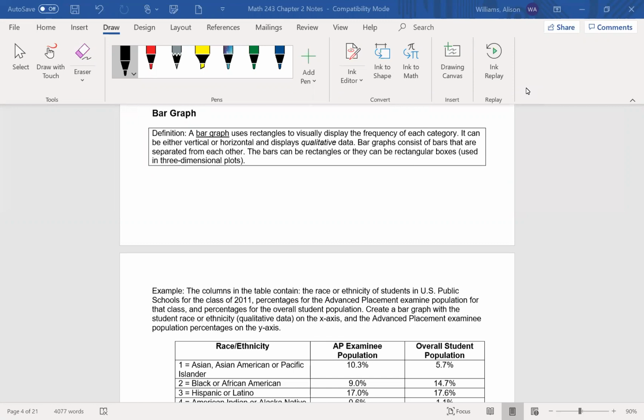So they're using rectangles to display frequency. It could also display relative frequency too, by the way. It doesn't just have to be frequency, but it could display relative frequency, which is percentages. But we use bar graphs primarily for qualitative data. So when we do quantitative data, we switch to what's called a histogram, and we'll talk about that in the next section. But yeah, bar graphs, we're looking at qualitative data, and therefore we make a distinction for visually seeing data on a bar graph.